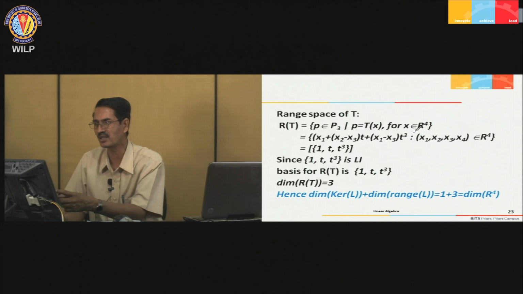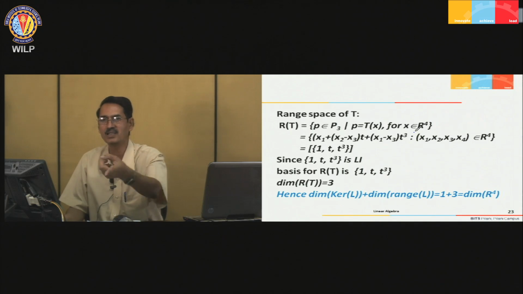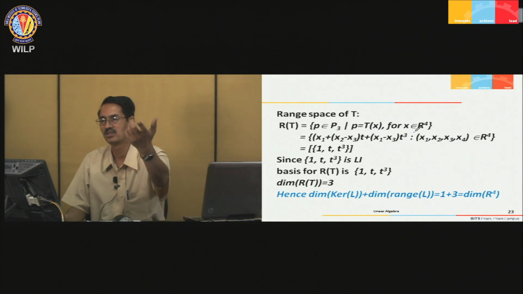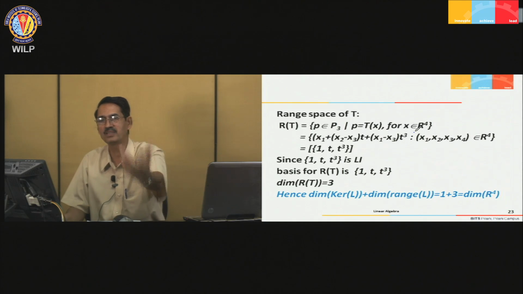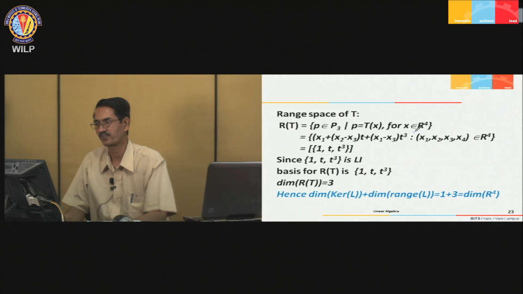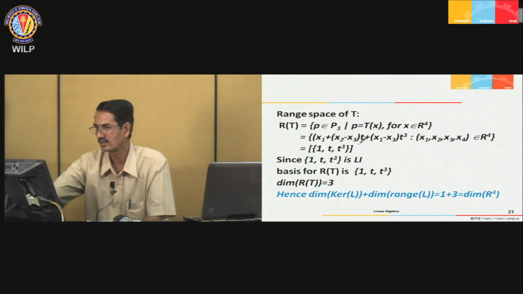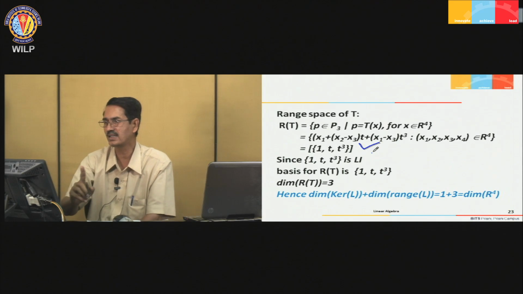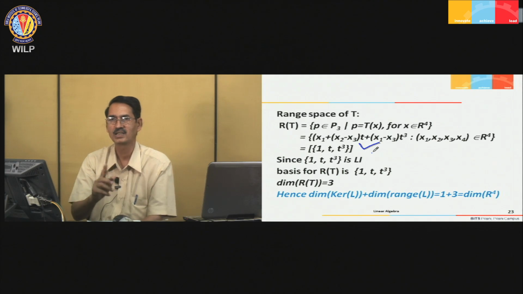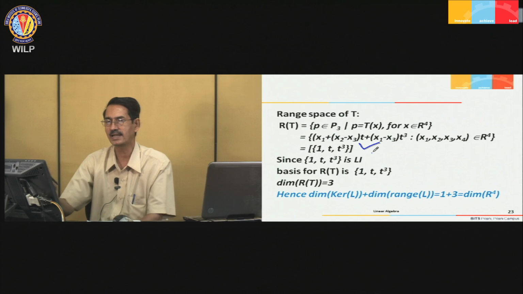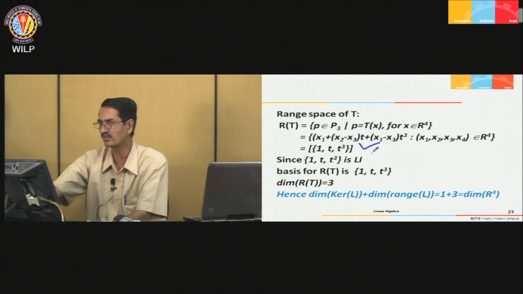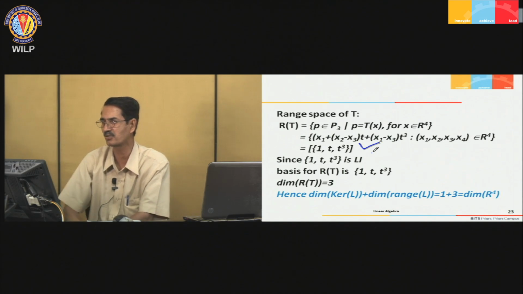Do you recall? This is a linear combination of 1, t and t cubed. And what is the meaning of a linear combination of 1, t and t cubed? That is the span of the set consisting of these three elements 1, t and t cubed. So, it is this set. The range space of T is the span of a set consisting of three elements 1, t and t cubed, because this is the set of linear combinations of 1, t and t cubed.